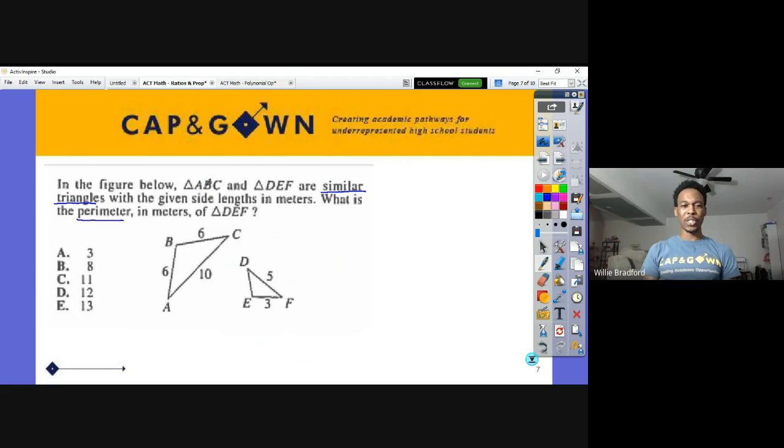So we have to pay attention to the letters here and how they're arranged because they have to go in order. So if I have AB, it is going to be proportional to DE. So if I look at AB, here's AB, which is 6, it's going to be proportional to DE, which I don't know yet. So let's set up a proportion. Say AB is going to equal, or it's going to be proportional to DE.